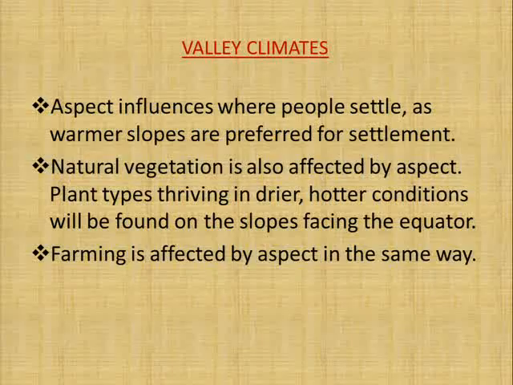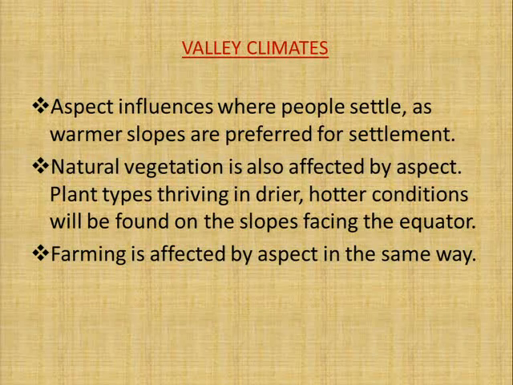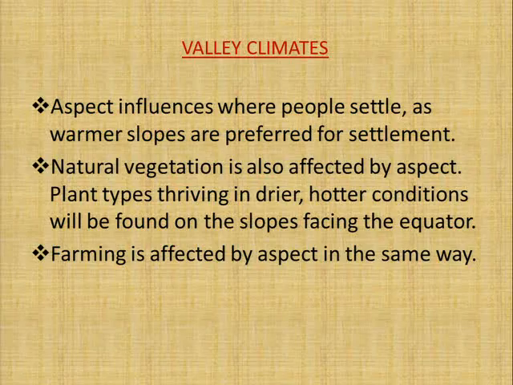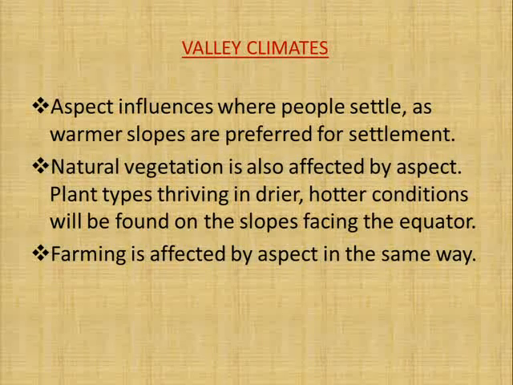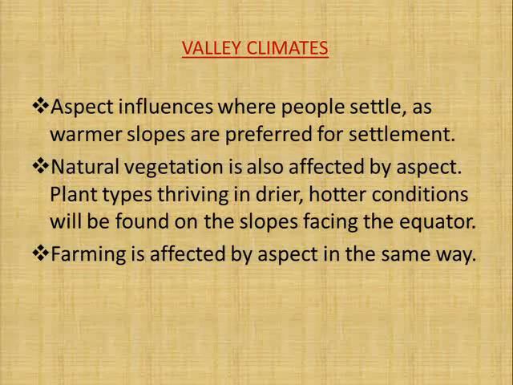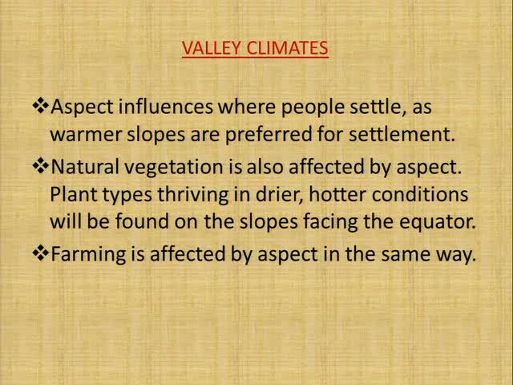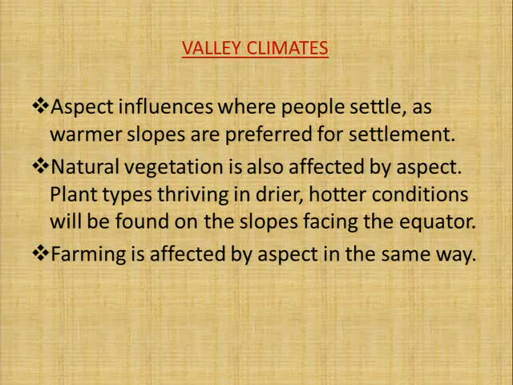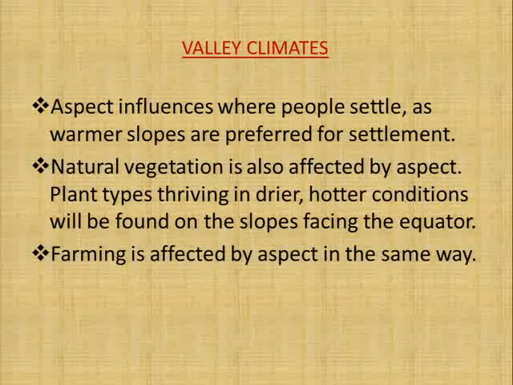Then the aspect influences where people settle, as warmer slopes are preferred for settlement. So this is exactly what I've been saying, that the aspect, the direction of the slope, is influencing where people settle, as the warmer slopes are preferred for settlement. Let's take for example mountainous areas. You'll find that people are choosing the slopes facing north because they are facing in the direction of the equator where the sun is.